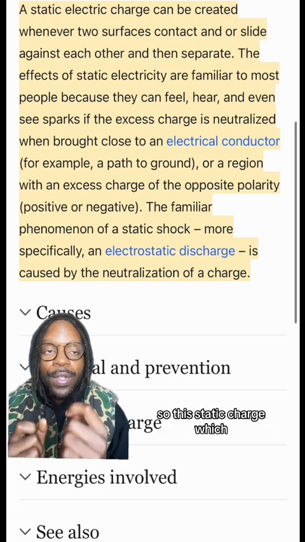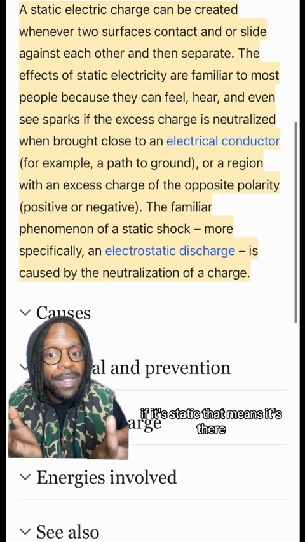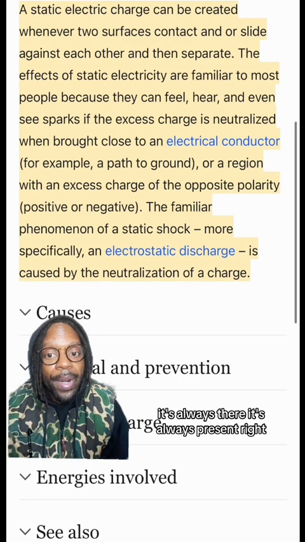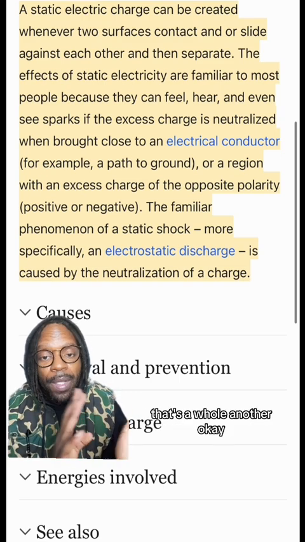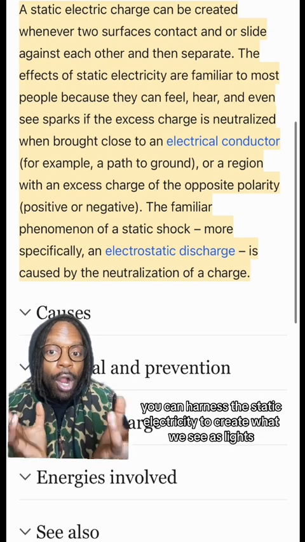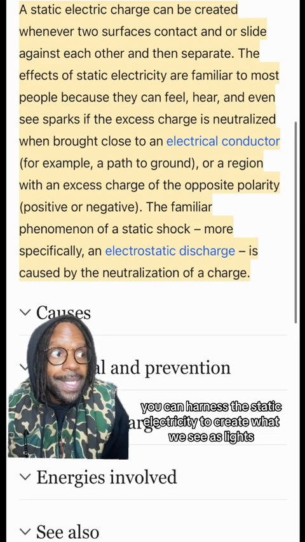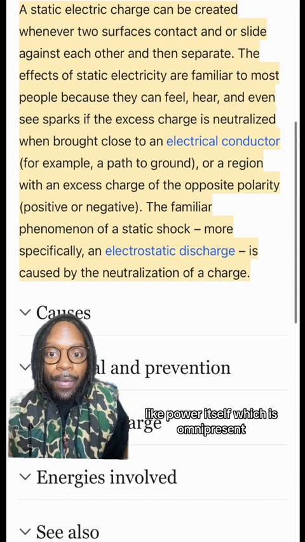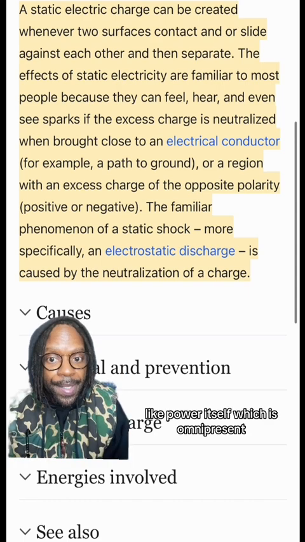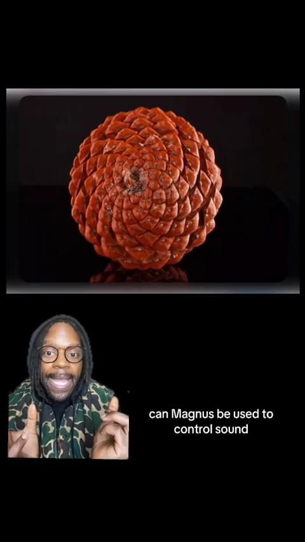neutralization of a charge. So this static charge, if it's static, that means it's there, it's always present, right? And it's present because of water. But that's a whole other topic. You can harness this static electricity to create what we see as lights, as this phone, radio, like power itself, which is omnipresent. Because essentially that's what the sun is doing.